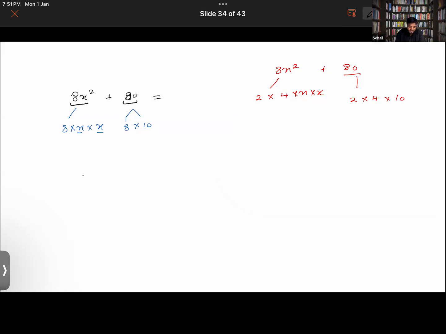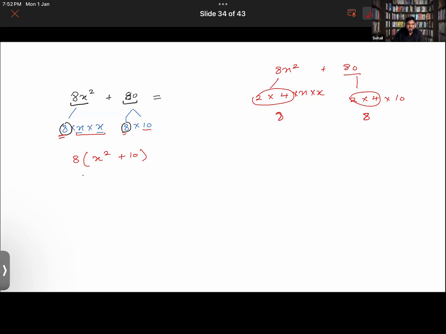For example, obviously we can see that 8 is common between the two here. ना दोनों में 8 common है. Is there anything else common? No. So we would write 8 here, and then write whatever is left. X times x, that is x squared, is left, and then this 10 is left. Right, Ahmed? Moaz? Yes, sir. Here also you will find 2 and 4 is common. It's the same thing. Basically, it's 8.